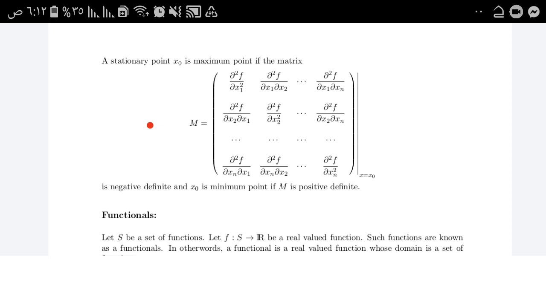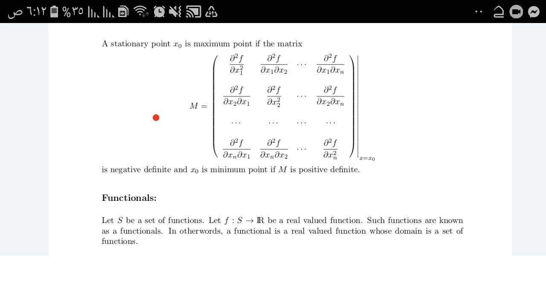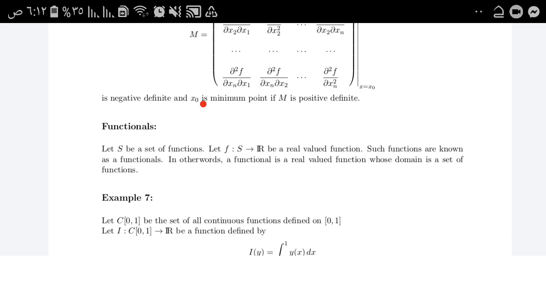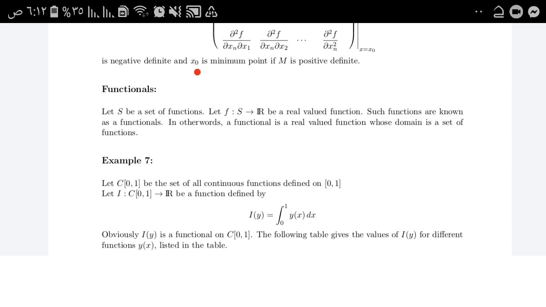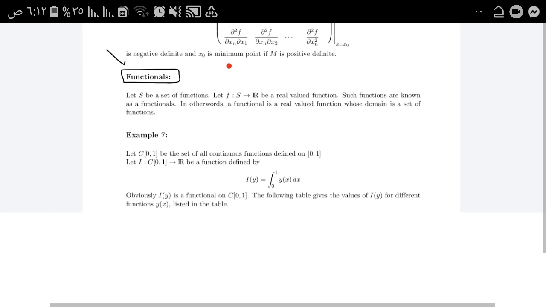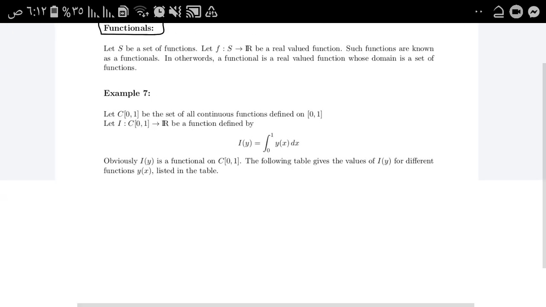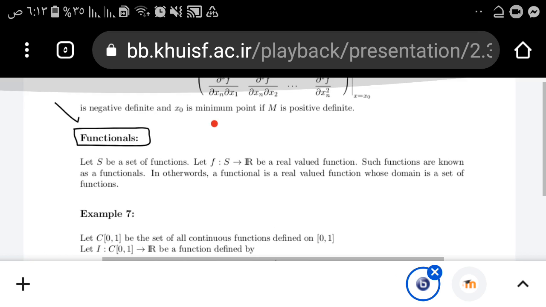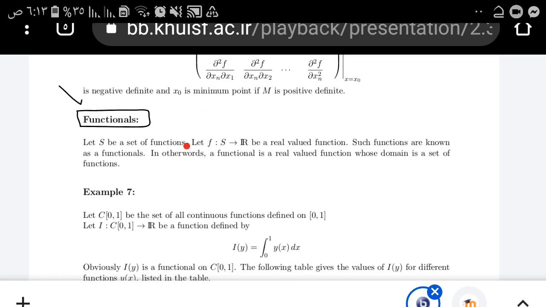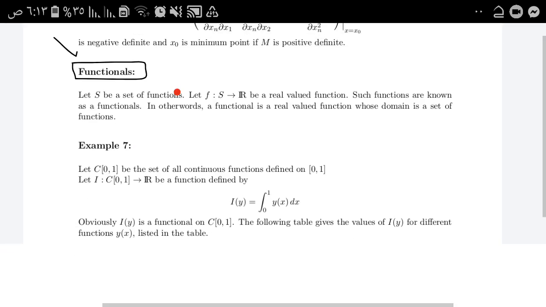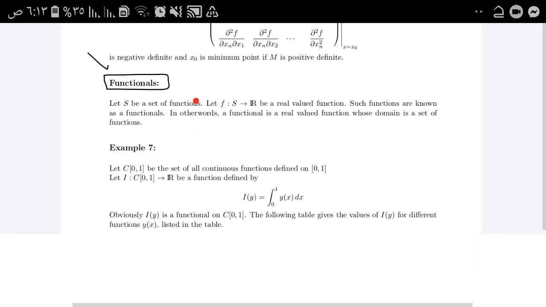Okay. So the next part is very important. The next part is very important. Functionals. The base of our course is functionals.